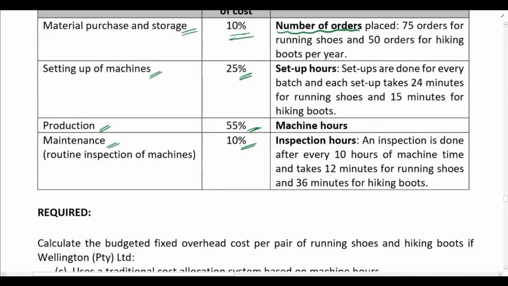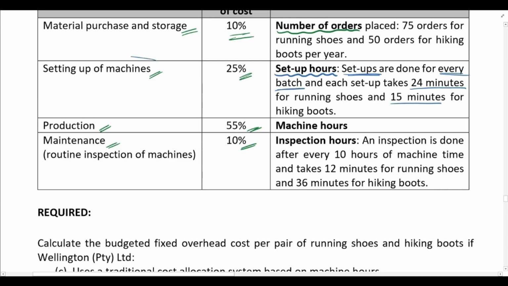She believes that the setting up of machines should be based on setup hours. And she tells us that setups are done for every batch, and each setup takes 24 minutes for running shoes and 15 minutes for hiking boots. Okay, so be careful, setups are not done for each unit. Setups are done for every batch, and then they tell us how long it takes.